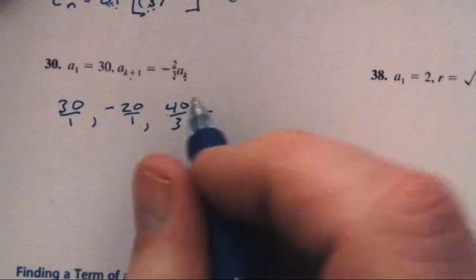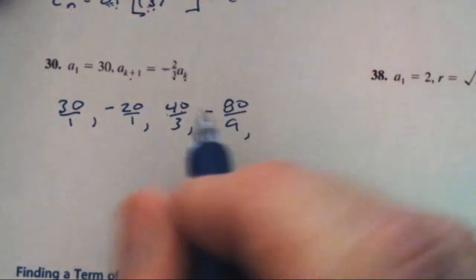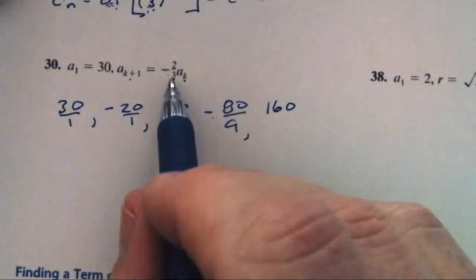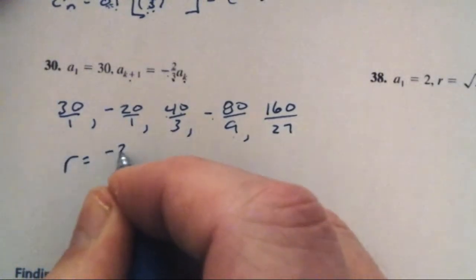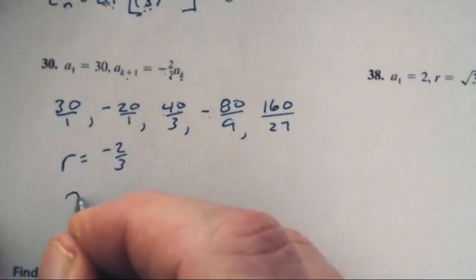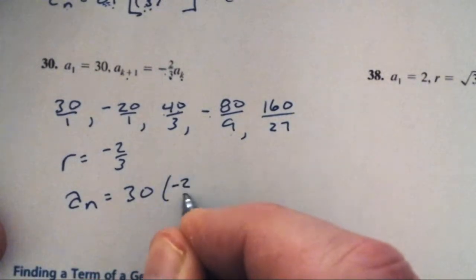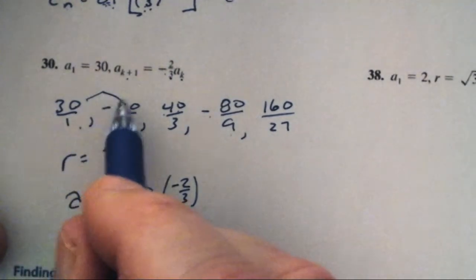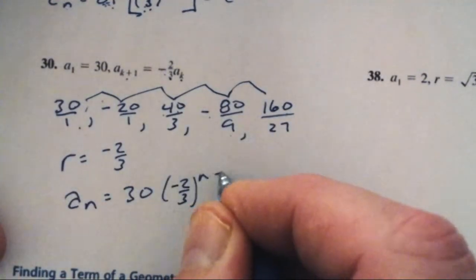Positive times negative, negative. 40 times 2, 80. 3 times 3, 9. And negative times negative, positive. 2 times 80, 160. 3 times 9, 27. Our common ratio is clearly -2/3 each time. In fact, we know that before we list them out, hopefully. And then the nth term would be, we start with the first term, 30, and we start multiplying by -2/3, and we do that n minus 1 times, because that is the number of steps to the nth term, just like 4 is the number of steps to the 5th term.